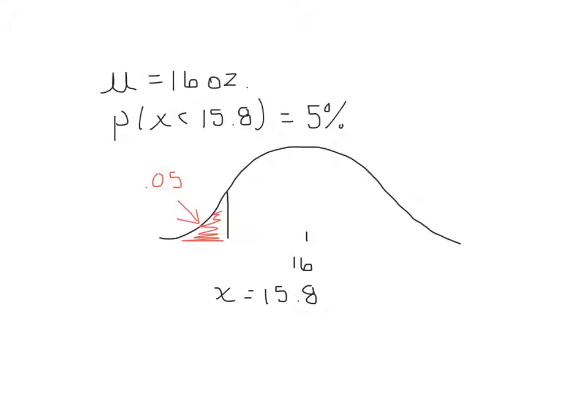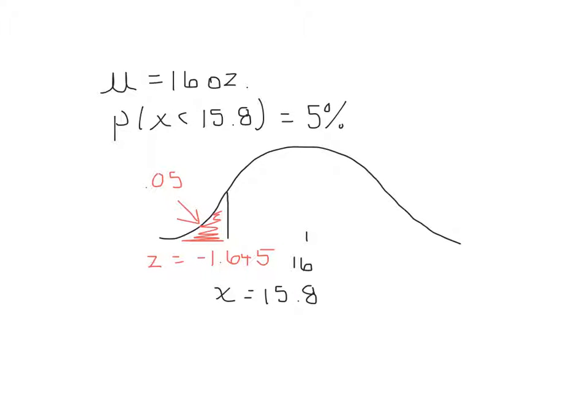One is 0.0495 and the other is 0.0505. So I could use either one of them or I could average them. So I'm going to average them this time. So I have a z of negative 1.645.